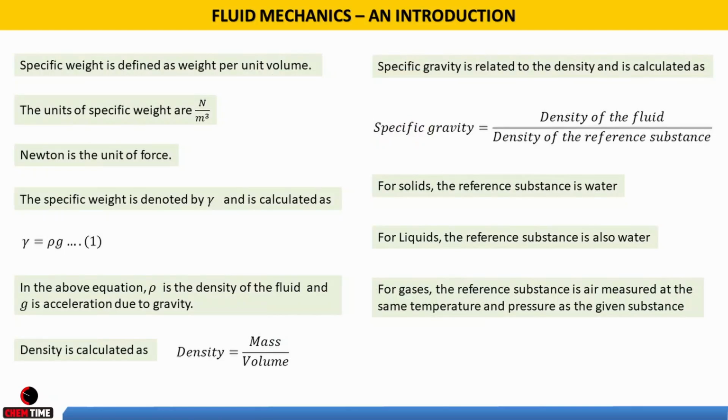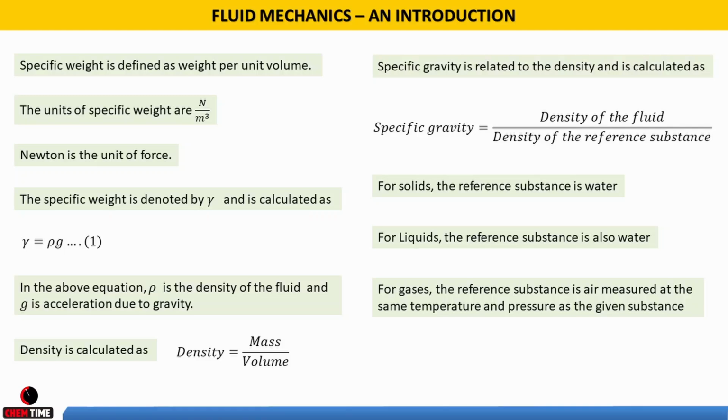Specific weight is defined as weight per unit volume, and the units of specific weight are newtons per meter cube. All of us know Newton is the unit of force. The specific weight is calculated as rho into g, where rho is the density of the fluid and g is acceleration due to gravity. Density can be calculated as mass per unit volume.